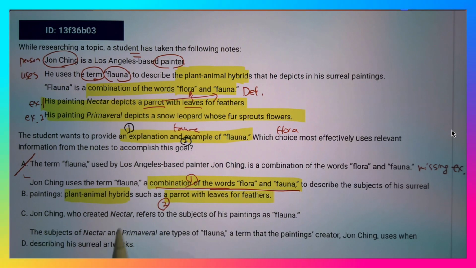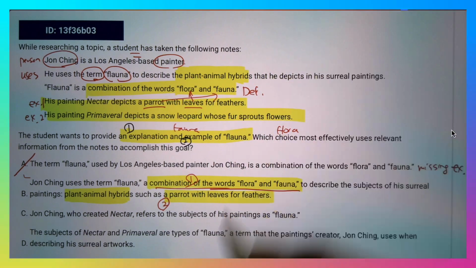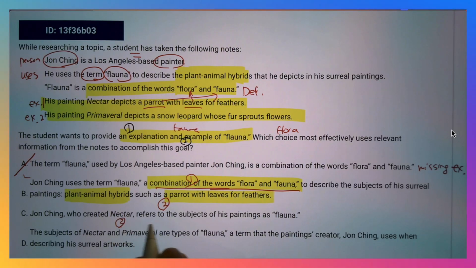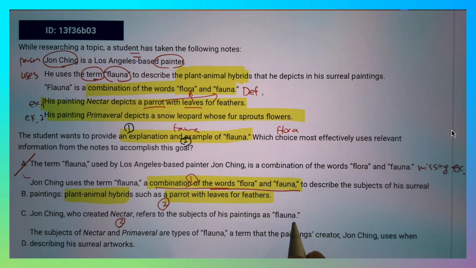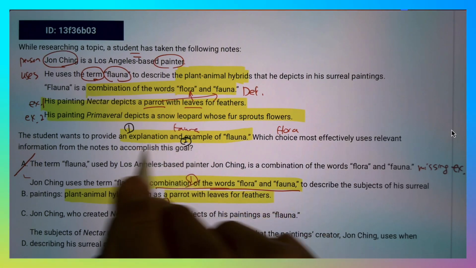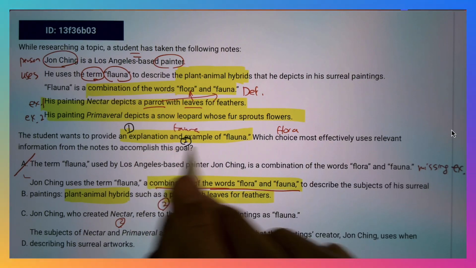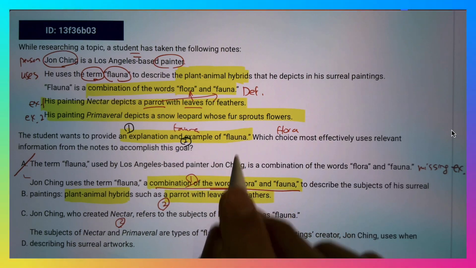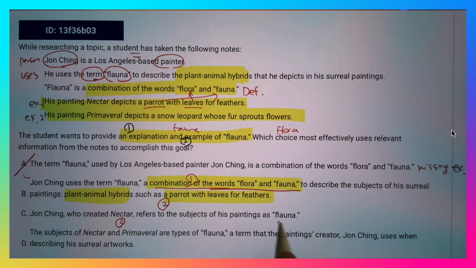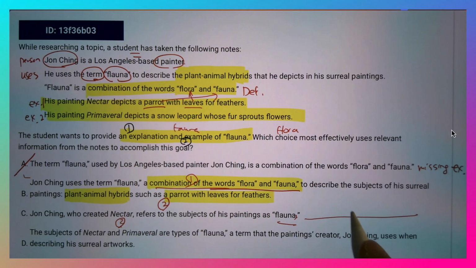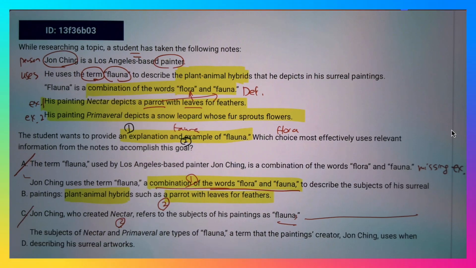John Ching, who created Nectar. Okay, that's good because this is an example, it refers to the subject of the painting of fauna, but it failed to mention the explanation of fauna. It just mentioned fauna. They could have put a comma and described it in an appositive noun phrase. It failed to do that, so choice C is out.